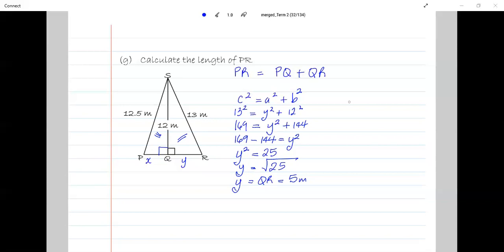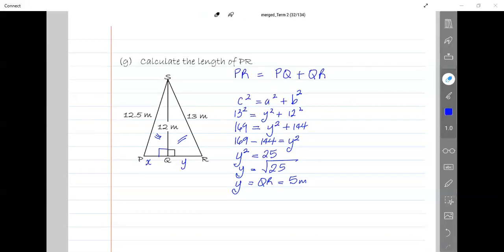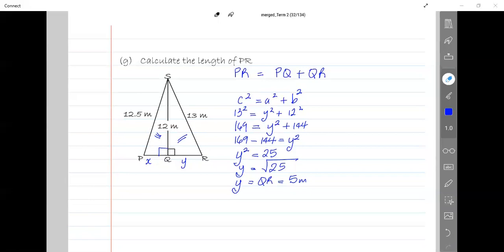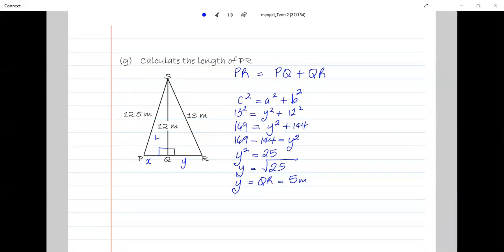Again, X is part of the triangle on the left. And the triangle on the left is a right angle triangle. That's this triangle here on the left. I know the length of two sides. One side is 12.5, the other side is 12. Now, if I know the length of two sides of a right angle triangle, and I wish to find the length of the third side, I must use Pythagoras Theorem.